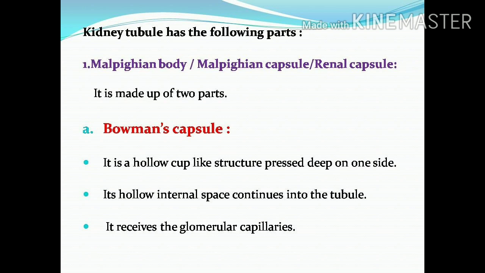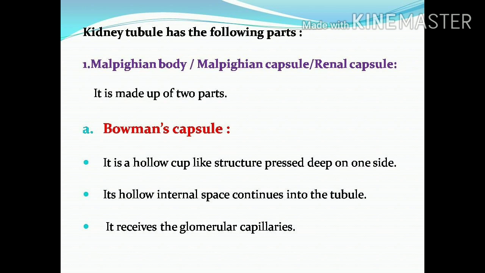First one, Malpighian body. Malpighian body consists of two parts. One is Bowman's capsule and the other is the glomerulus. First we can study Bowman's capsule.